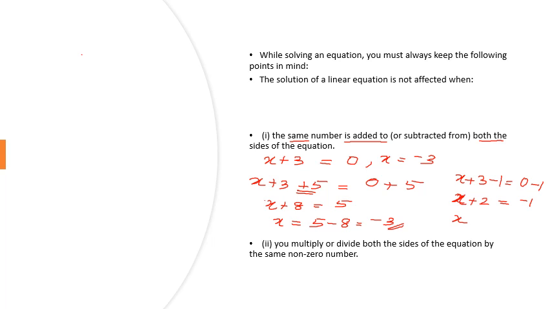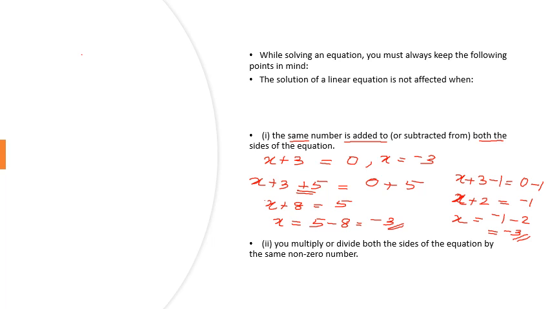Plus 2, we have to take it to the other side. Then you get minus 1 minus 2, that's equal to minus 3. See, any way you do, you're getting the same answer. So, adding a number on both sides of the equation or subtracting the same number from both sides of the equation doesn't change the equation. That is what is meant by that.